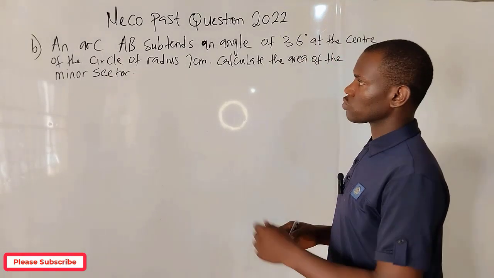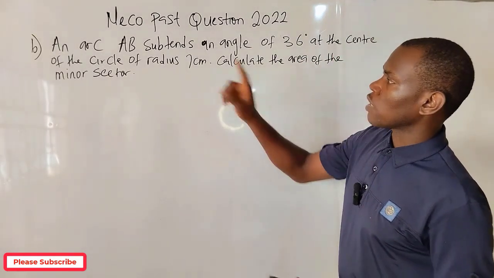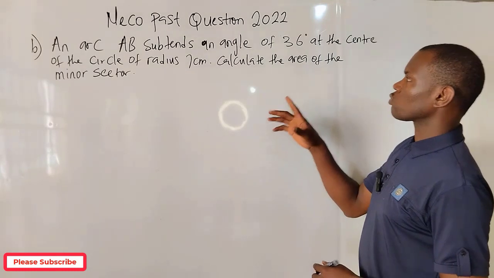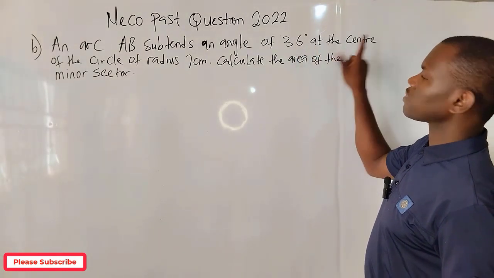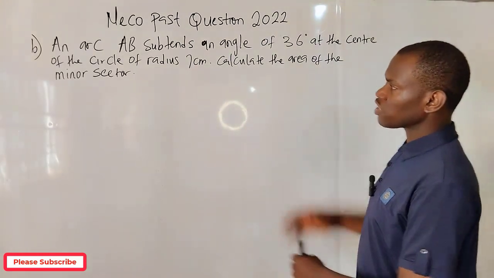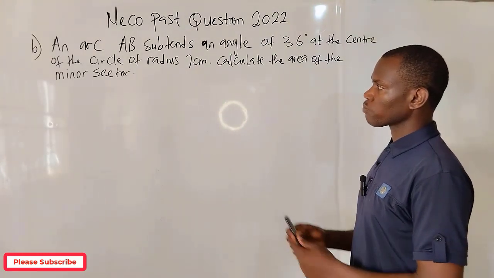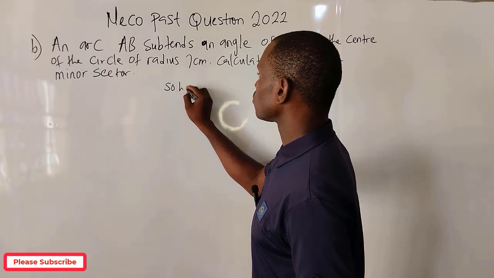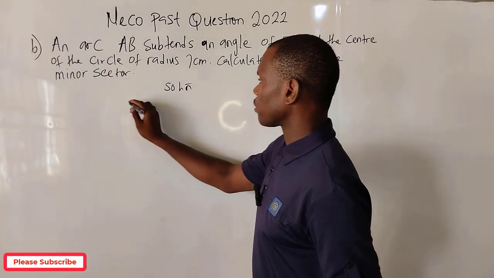We have another interesting question, the B part of number 6. An arc AB subtends an angle of 36 degrees at the center of the circle of radius 7 cm. Calculate the area of the minor sector. So the first thing we do is to generate the circle we are talking about.